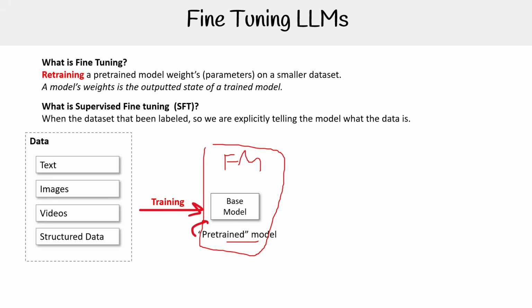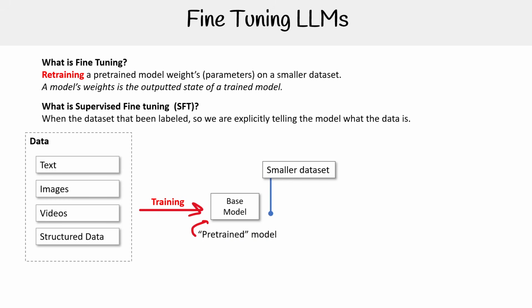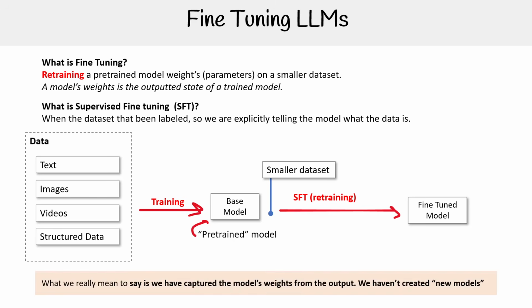So we're ready to take our base model and fine tune it. We're going to bring in our smaller data set. I'm just going to clear all the ink off the screen here. And so the idea is that we bring in that data set, and now we're going to retrain it and produce our fine-tuned model. Now, when I say we're producing these models, we're not actually outputting models, we're outputting the model's weights. Okay? We're not creating new models, we're just creating new outputted states of the model. It often sounds like we're creating new code or something, but that's not necessarily true.